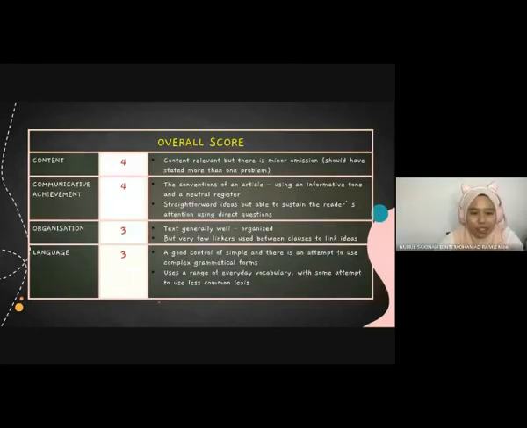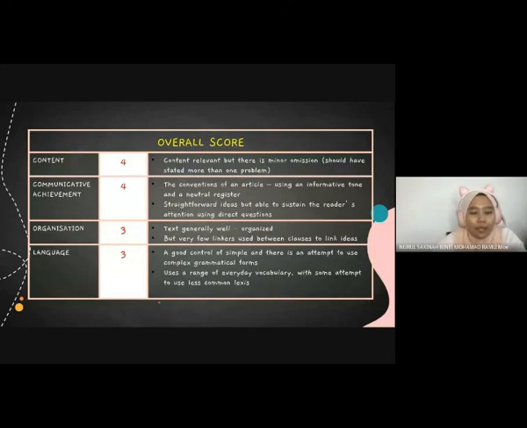Okay, organization. There is a gap between ideas earlier. For instance, from the introduction to the next paragraph there is no gap. And then for the example earlier, it was not clear. I'll give 3. Okay, text generally well organized, but very few linkers used between clauses to link ideas.